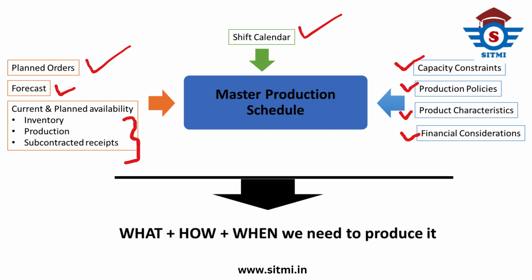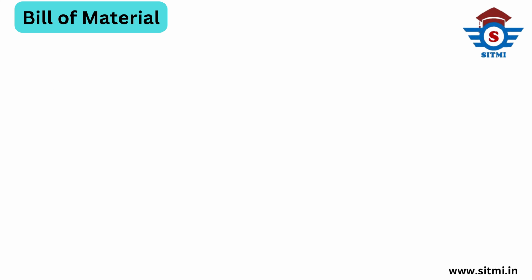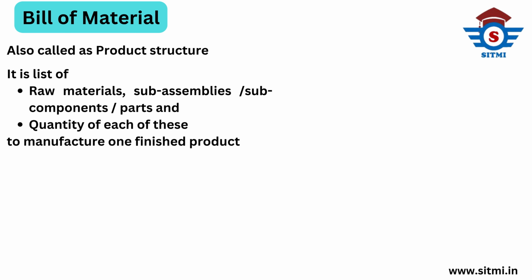Now we have seen that product characteristics is one of the inputs for MPS. So what is product characteristics? Product characteristics is simply a bill of material. It is also referred to as product structure. Bill of material is simply a list of two aspects. The first aspect is all required raw material, subassemblies, subcomponents or parts, and the second aspect is the quantities required for all these raw materials, subassemblies or subcomponents to manufacture one finished product.